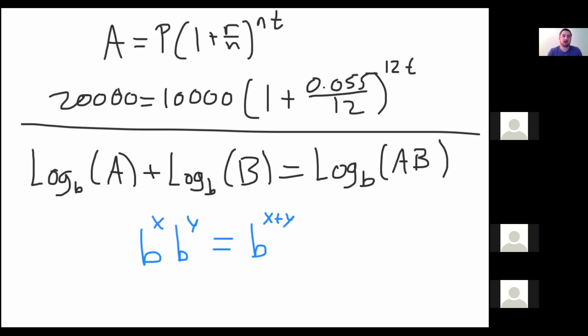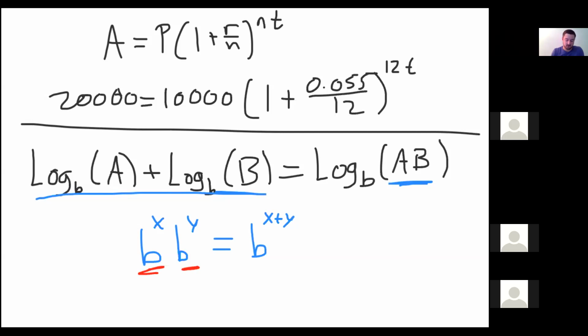B to the x plus y is the same thing as b to the x times b to the y. If I'm multiplying two exponentials together and the bases are the same, I add the exponents. When we're talking about logs, remember logs are the exponents, right? We're trying to solve for those exponents. These are exponents, so I'm adding exponents together. That's where we end up multiplying what's inside. You're multiplying the output values.